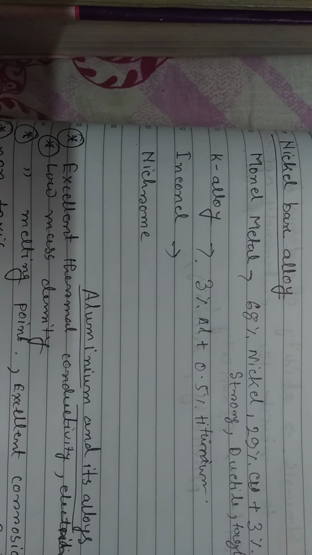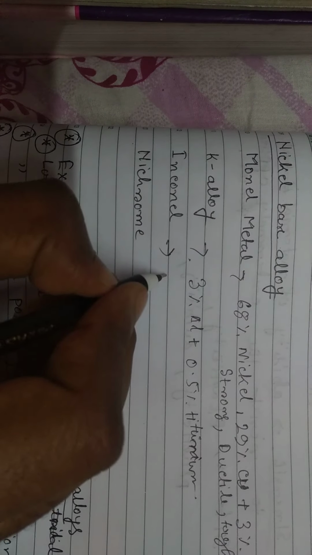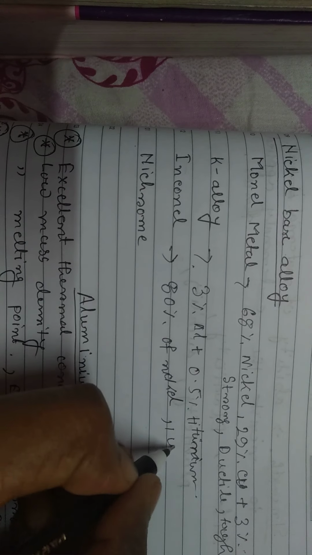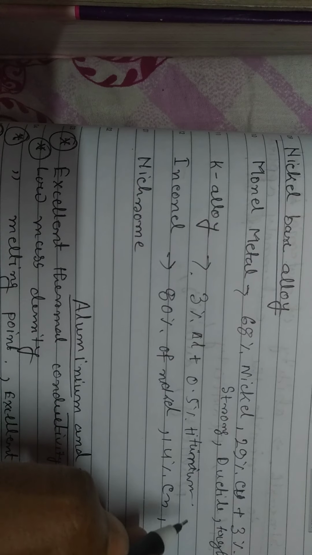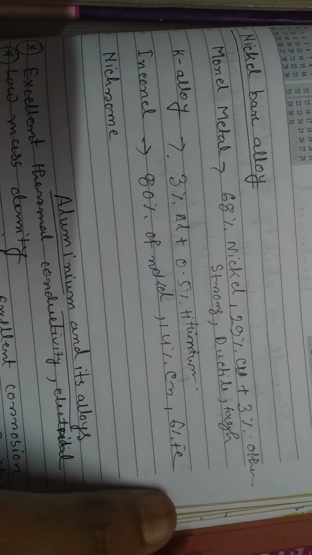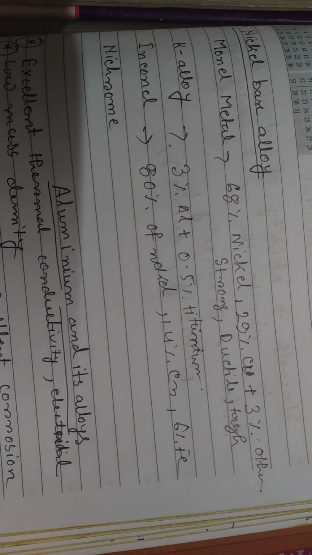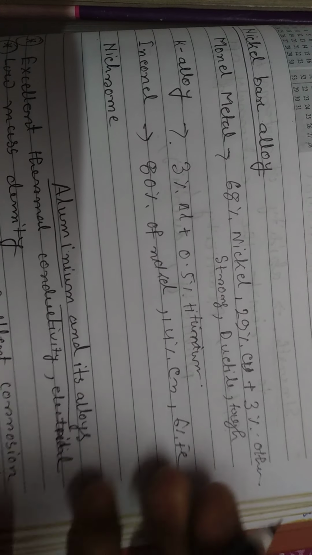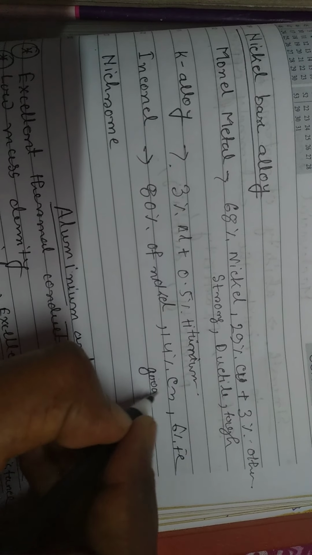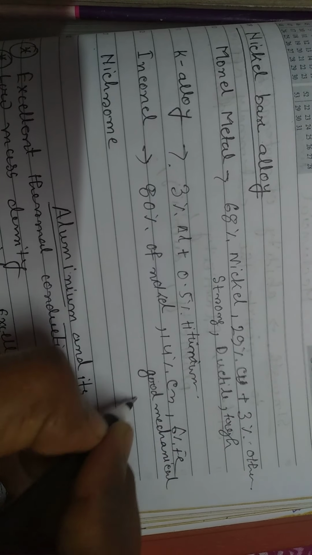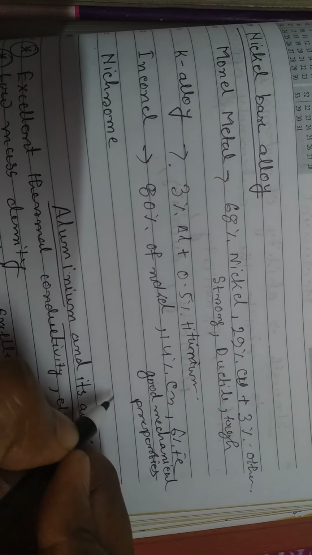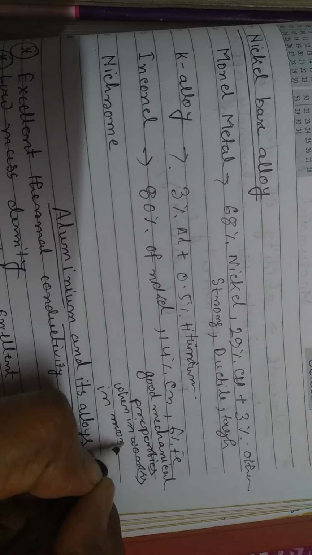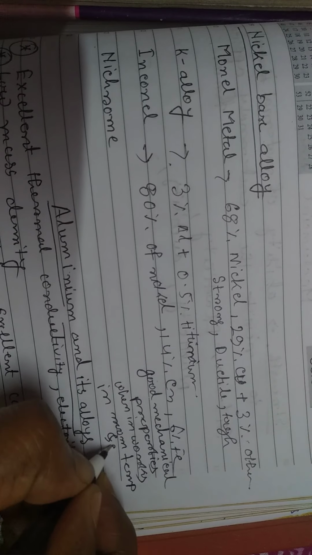One more nickel base alloy is called Inconel. Inconel basically consists of 80% of nickel, 14% chromium, and 6% of iron. That's called Inconel. Its property is that it gives good mechanical properties at ordinary room temperature as well as at elevated temperature.